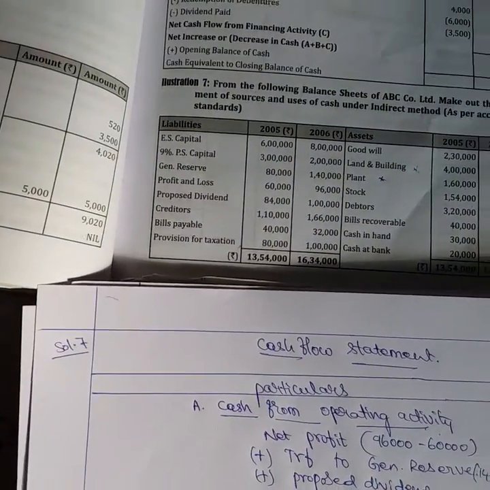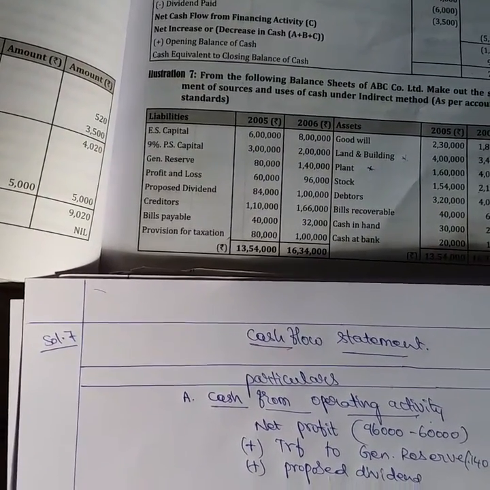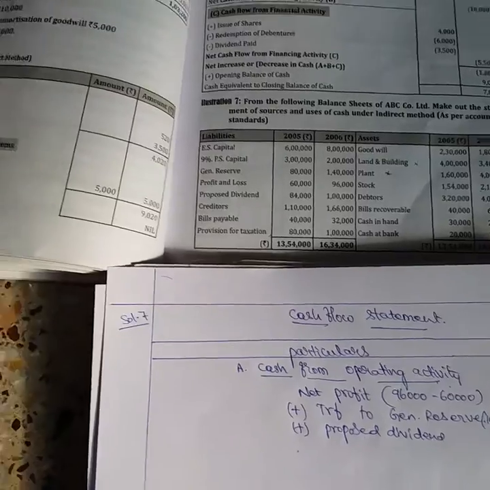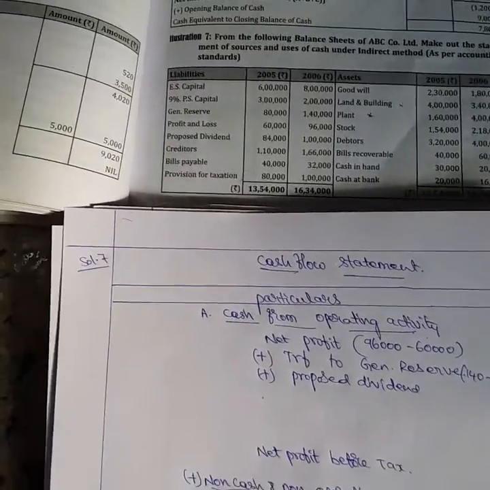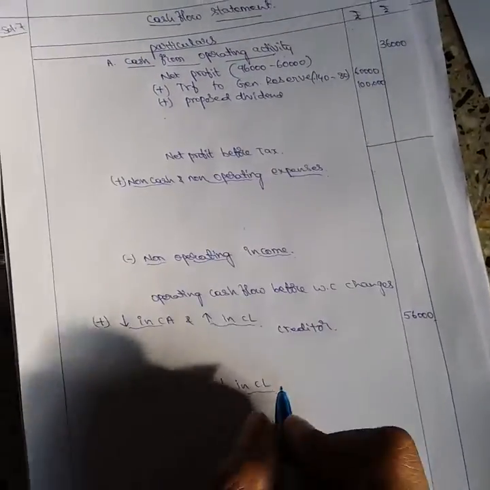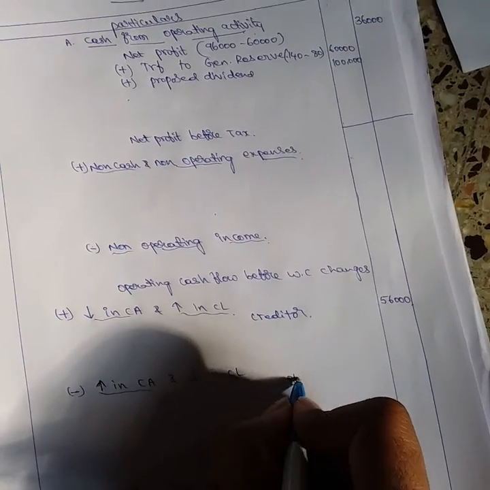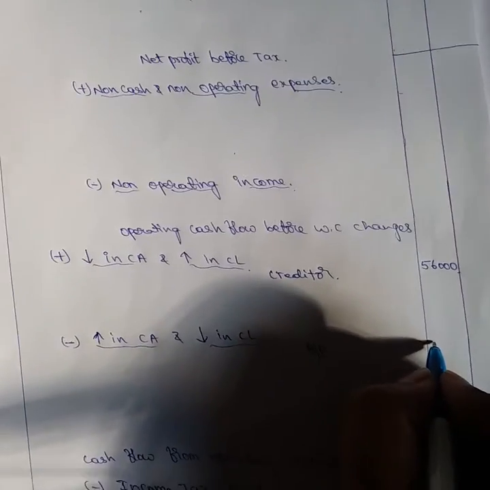Next, bills payable. Reduction of bills payable to the extent of 8,000. Current liability reduced, should be deducted. Bills payable decreased by 8,000 in current year.